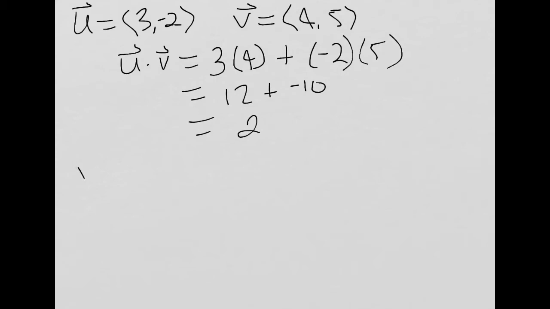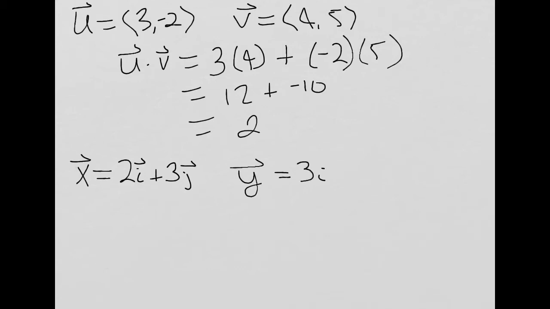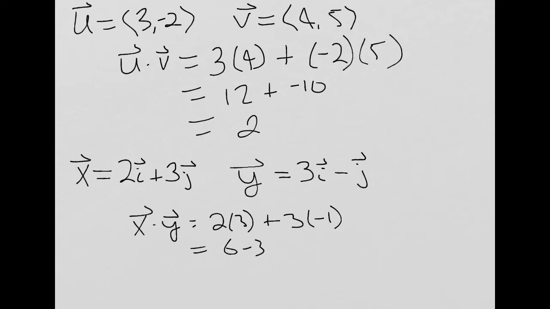You could do this with ones that aren't written in the vector notation, but that are written using the unit vectors, so say x was 2i plus 3j, and y was 3i minus j. x dotted with y, 2 times 3 plus 3 times negative 1, 6 minus 3, we get 3. So the computation is pretty straightforward. We should be able to dot two vectors and just end up with a scalar. If you dot two vectors together and you end up with another vector, that's weird.